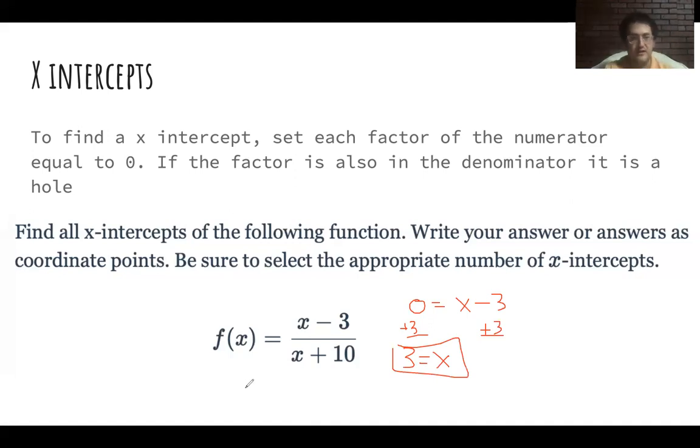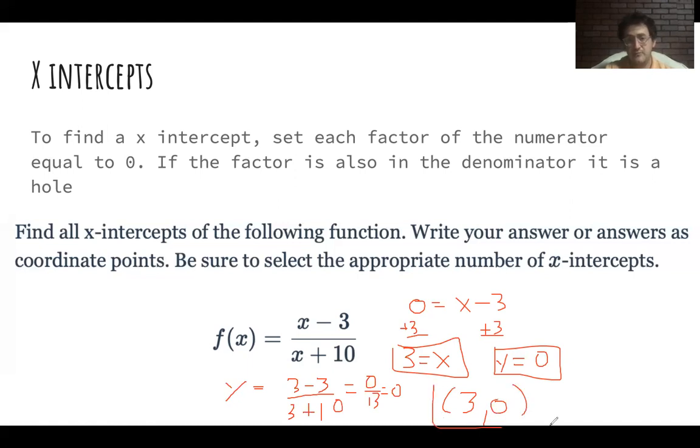So if I want to know what my y coordinate is going to be, I just plug in my 3 for x. Three plus 10. Obviously, my y coordinate is going to be 0. So I'm actually going to assess your knowledge of intercepts on the final exam by having you look at a rational function like this, because the rules are pretty much the same. So to find those x-intercepts, you're going to set the factors equal to 0 in the numerator.